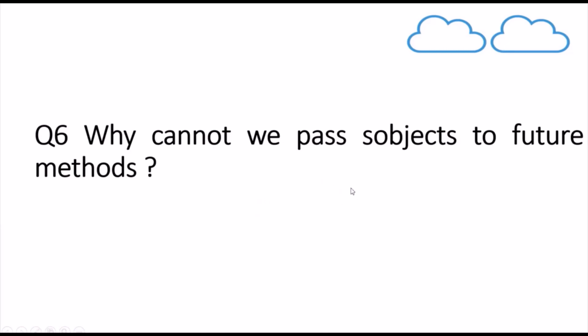Now, future methods are asynchronous and they are executed whenever system resources are available. So let's suppose you are passing an SObject to a future method as a parameter, there may be a possibility that the object value changes by the time the future method is executed. So it will have the old values and it may override the new values of that object record, and it can mess up things, right? So that's why we cannot directly pass SObject to future methods.